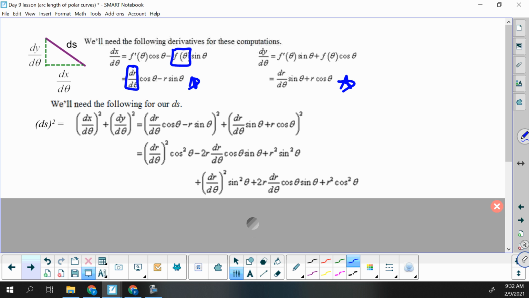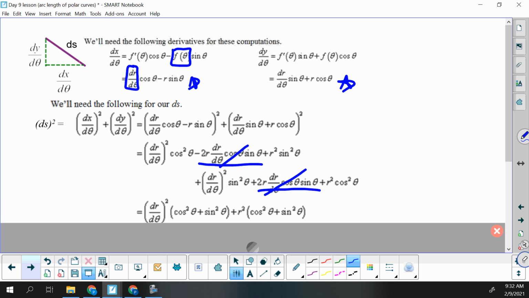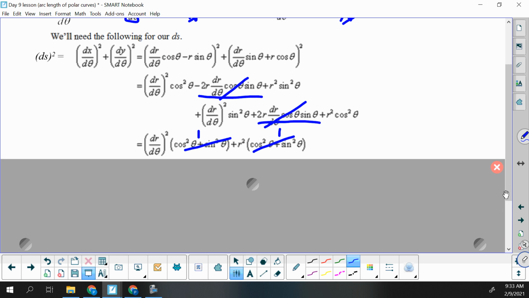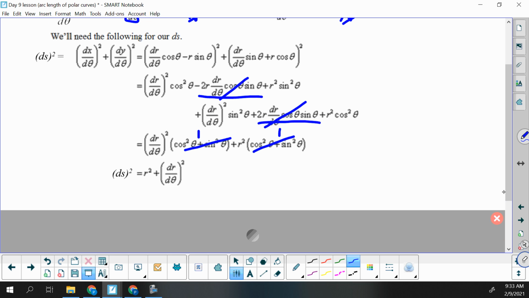Next, we'll multiply those out. So if you FOIL them out, notice your middle terms are just opposite signs, so they're going to wipe out. We'll then have a cos squared and sine squared that both have a dr over d theta squared, so you could pull that out. And you have a cos squared and sine squared that both have an r squared, so you could pull that out. Well, cos squared plus sine squared in both cases is just 1. So our ds squared is just equal to r squared plus dr over d theta squared.